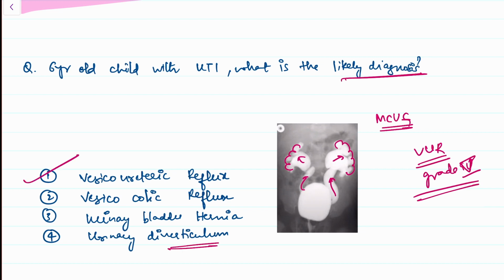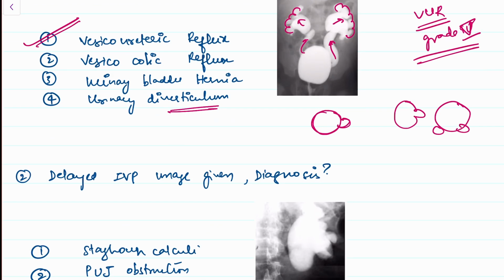Urinary bladder diverticulum, many people have this confusion. It will look like this: this is the bladder and it will have an outpouch. So a bladder outpouch, but here the case is a VUR, a vesicoureteric reflux.